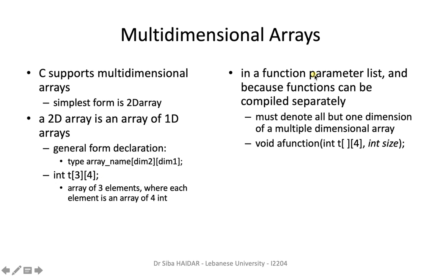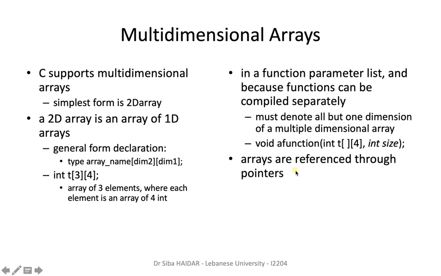In a function parameter list, and because functions can be compiled separately, you must denote all but one dimension of a multiple dimension array. So if you want to pass t to a function, you will pass it as int t[][4]. Of course, the empty brackets can be replaced by a star. And of course, if you don't want your function to access any forbidden memory, you will pass this missing dimension as a second parameter, as we have used to do in the one-dimensional arrays.